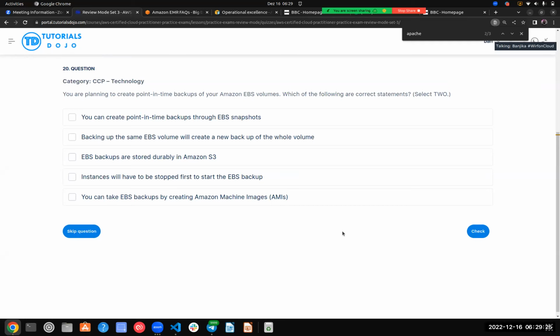Question 20. You are planning to create point-in-time backups of your Amazon EBS volumes. Which of the following are correct statements? Select two.